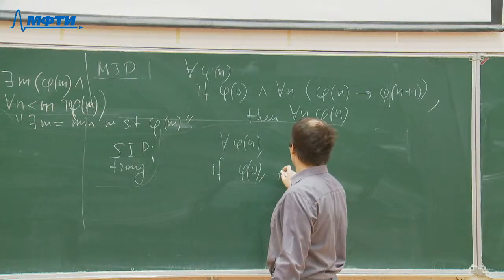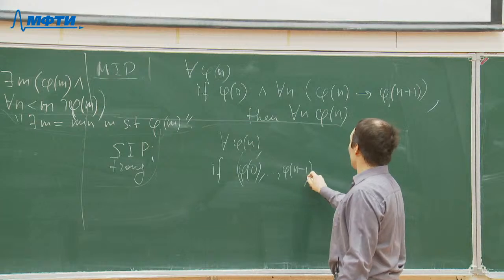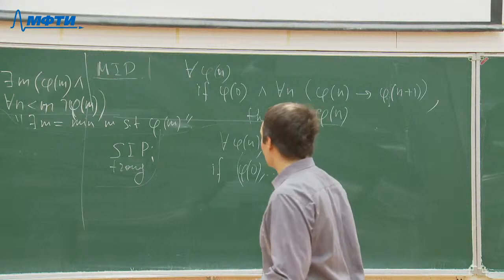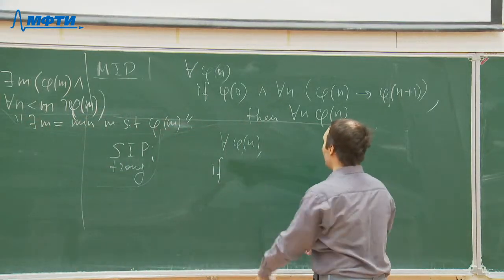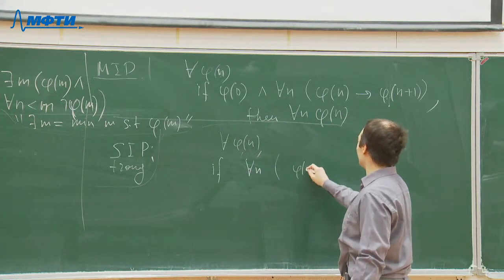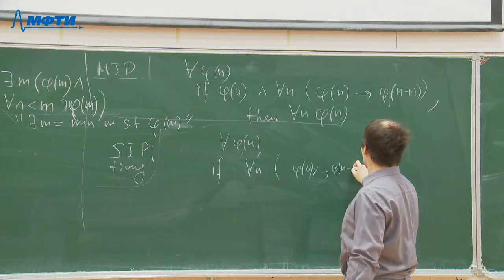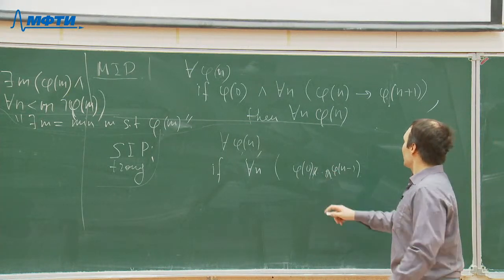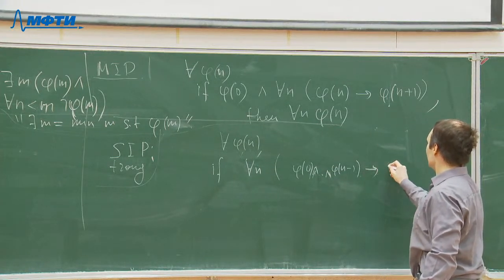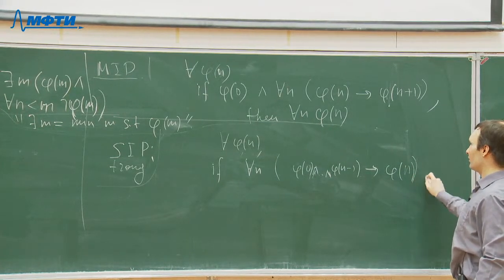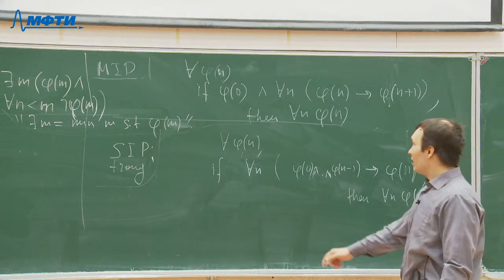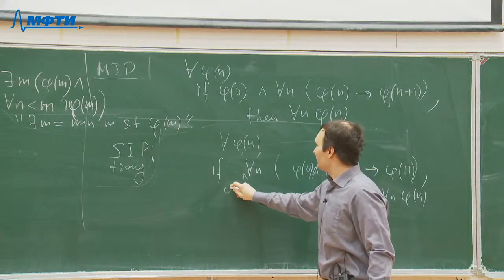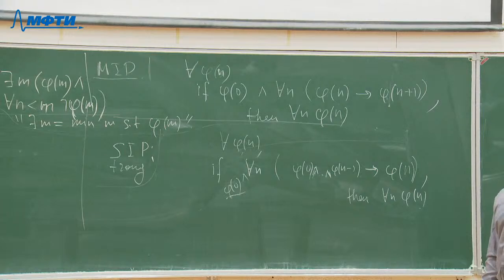If some property holds for 0 and so on, let's be more accurate. If for each n, from the fact that our property holds for every number less than n, it follows that phi holds for n, then phi holds for every natural number. If you wish, you may add the condition phi of 0 here, but strictly speaking, it is not necessary here. We shall see why.